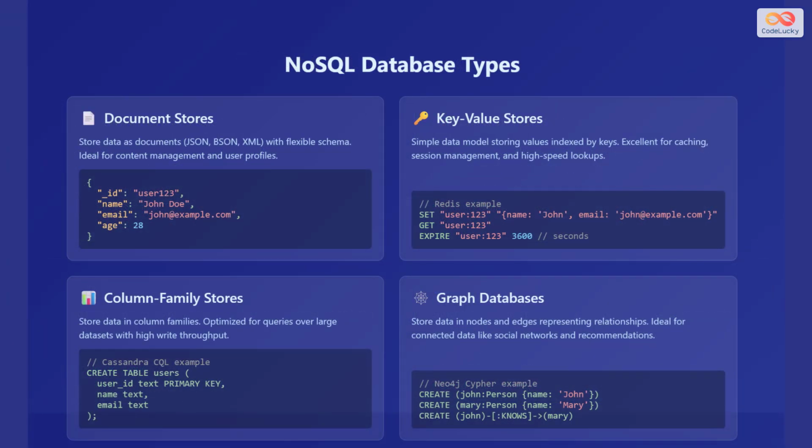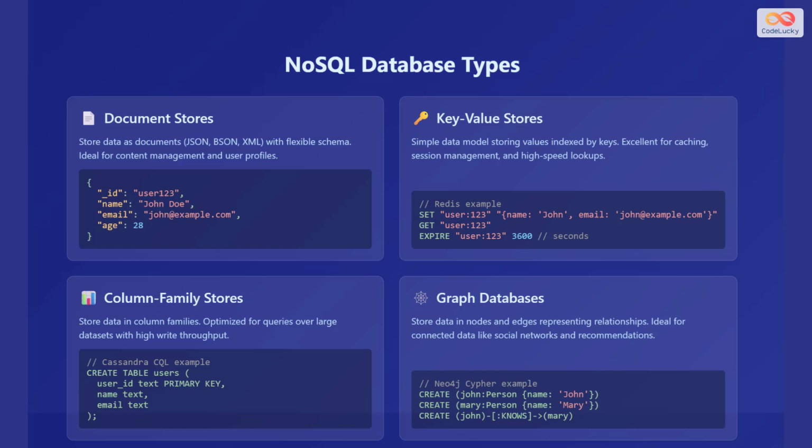NoSQL databases come in various types, each suited for different use cases. Document stores store data as documents, such as JSON, BSON, or XML, with flexible schemas. They are ideal for content management and user profiles. An example of a JSON document is provided showing fields like ID, name, email, and age. Key-value stores use a simple data model, storing values indexed by keys, and are excellent for caching, session management, and high-speed lookups. An example using Redis commands is shown.